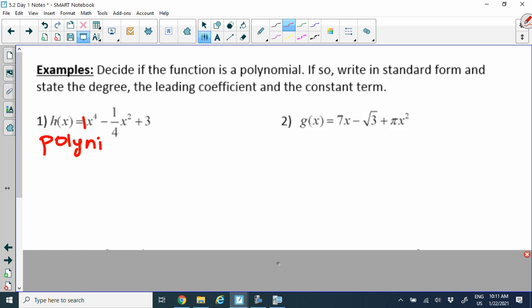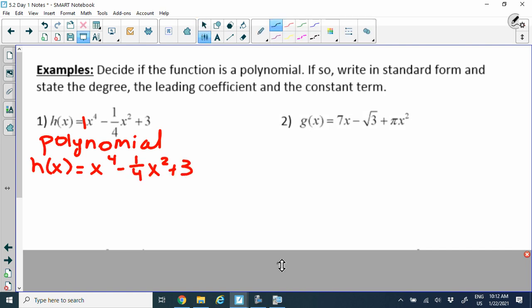Okay, so now what we need to do is write this in standard form. So we've got to go from largest exponent to smallest. Now for us, this is actually already written in standard form, so that's nice. x squared plus 3. Okay, now what we need to do is state the degree.